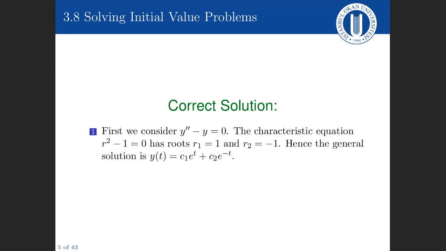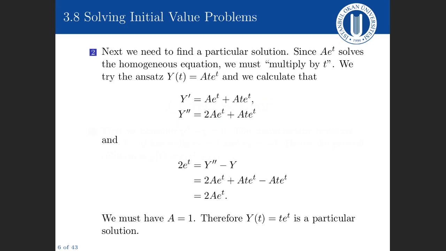First, we need to solve the homogeneous equation corresponding to our differential equation. In other words, we need to solve y double prime minus y is equal to 0. We know how to solve this. We find the roots, 1 and minus 1. As soon as we know the roots, we know that the general solution to this homogeneous equation is c1 e to the power t plus c2 e to the power minus t.